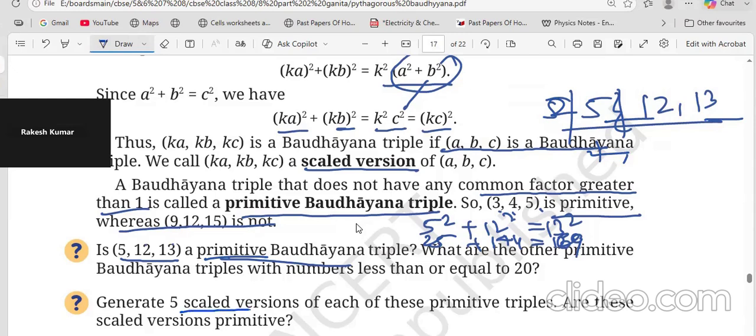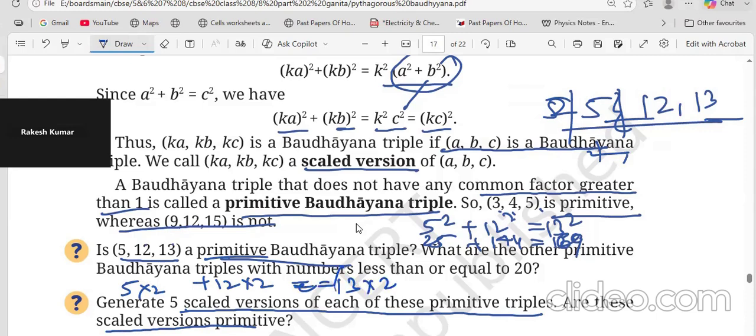Now generate scaled versions of this primitive. All these scaled ones are not primitive. Primitive is just 1. For scaled, you multiply 5 into 2, 12 into 2, and 13 into 2. So if you square them, they should come out to be true.